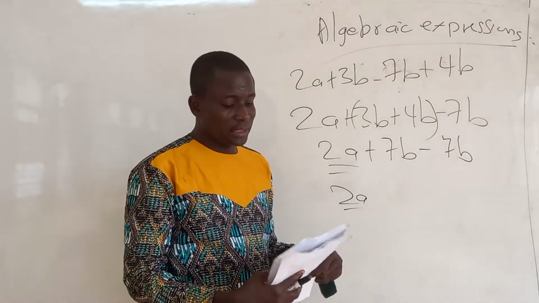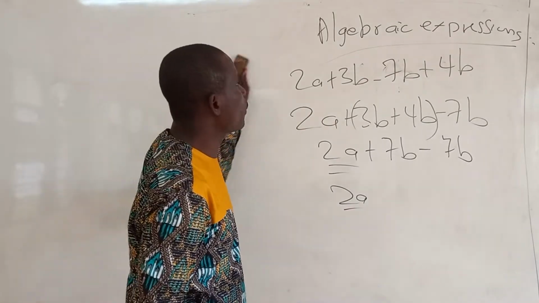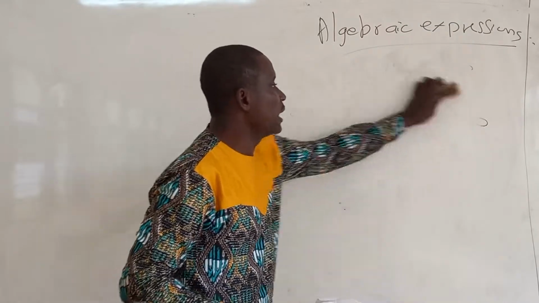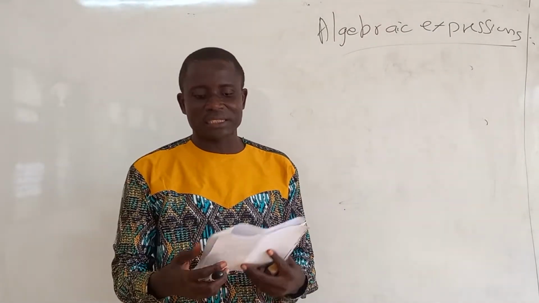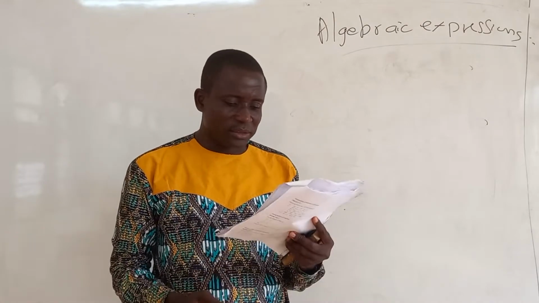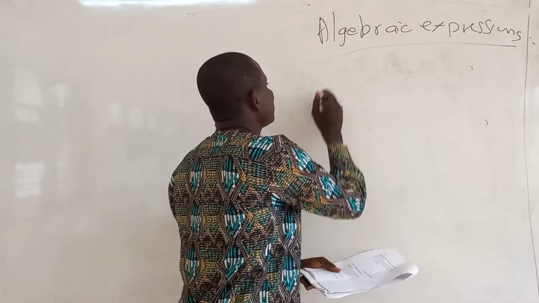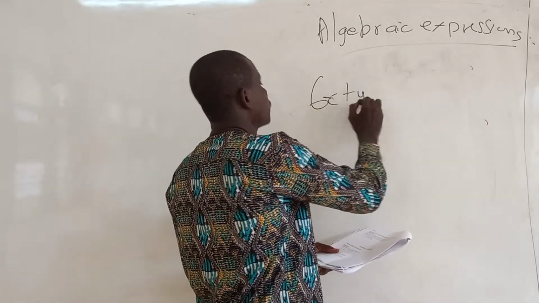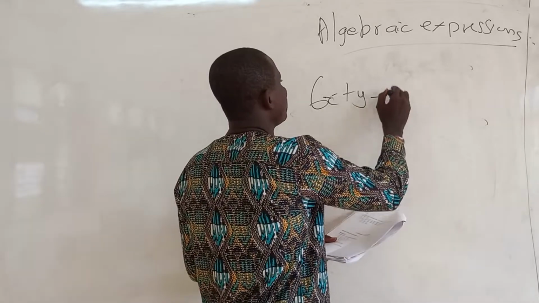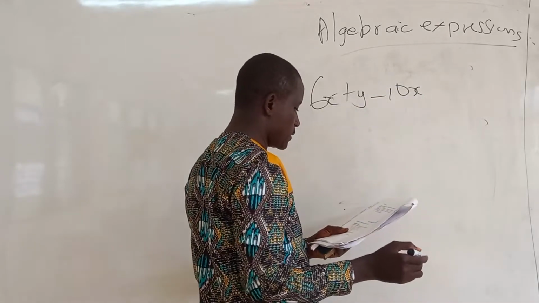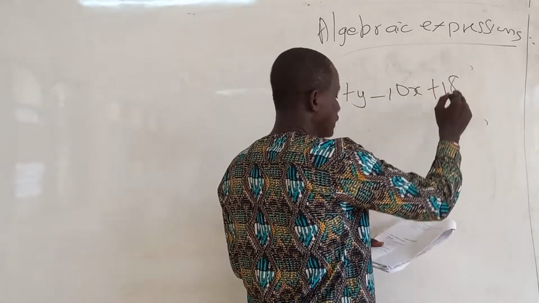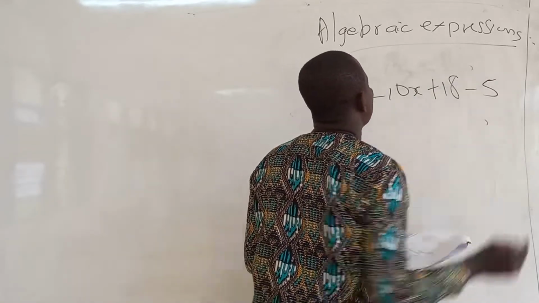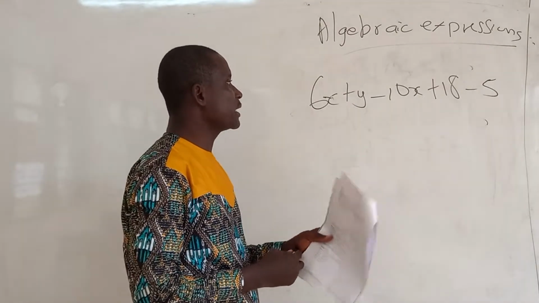Have you noted it? Now let's look at another example. Now we are talking about addition and subtraction of algebraic expressions. Later on, we shall be dealing with expansion. Exactly. So let's look at another typical example. That is 6x plus y minus 10x plus 18 minus 5. And we are asked to simplify this.